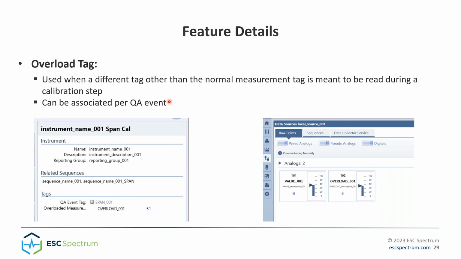So yeah, if you have an overloaded tag configured, you can see here, there is an overloaded tag configured. This is looking at those tags. So this is the actual value, and this is the overloaded value. We'll see a difference now. Note that these values are different. We have 55 for the regular value and 51 for the overloaded.